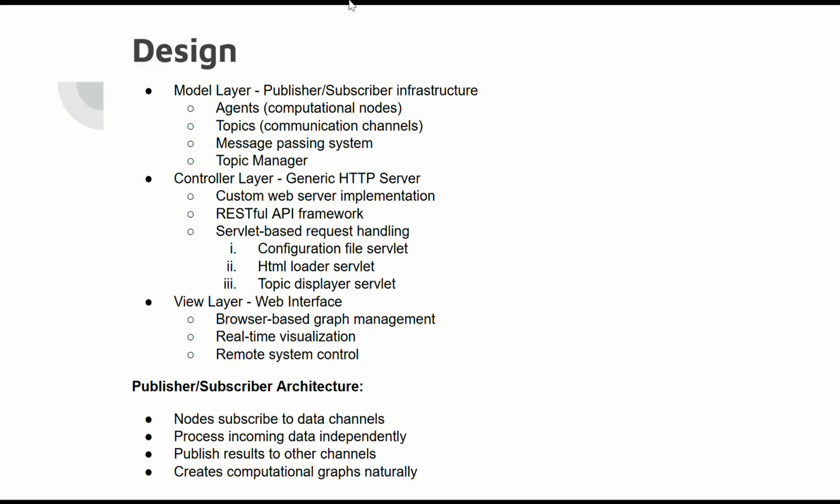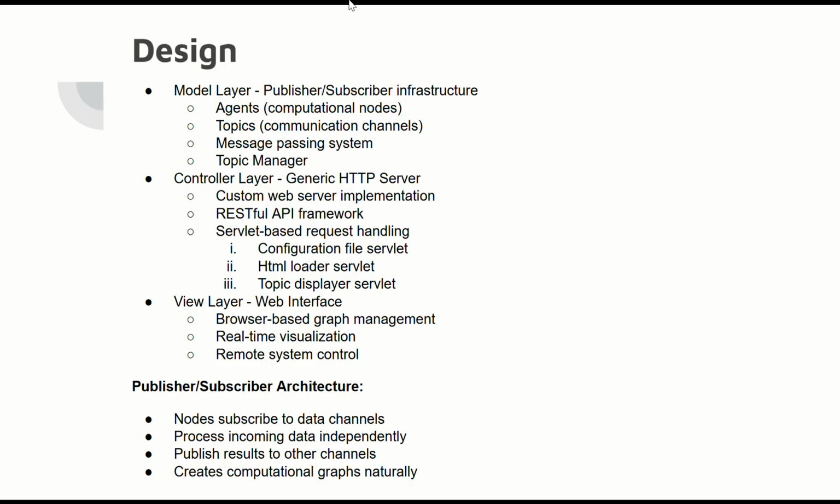Next, we have the control layer, which implements an HTTP web server. Here we use 3 different servlets to help us load and display information for our web page. We have the configuration file servlet, which allows us to upload a configuration file that describes how we want the graph to look, which agents there are, and which topics they are subscribed to and published to.